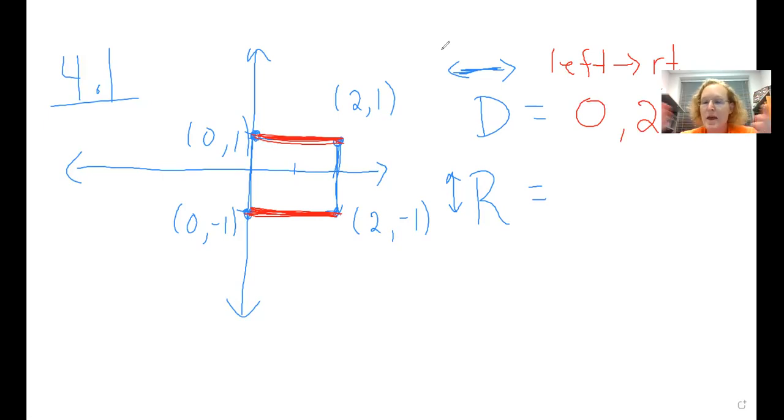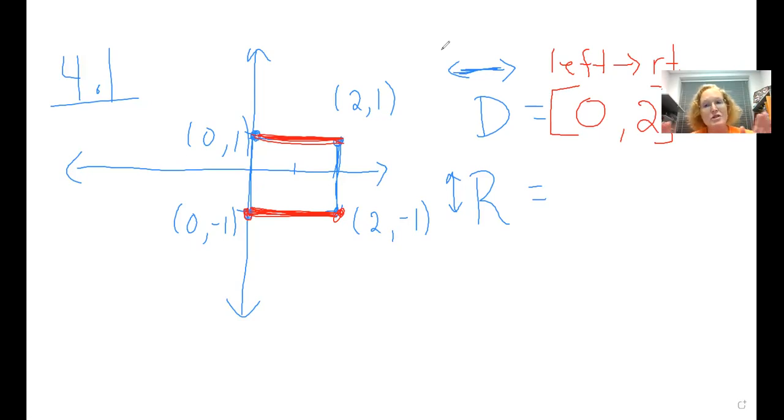So let me remind you, a bracket means that your graph that you're looking at actually touches it. And you can see my box touches 0, and my box also touches 2. So we're going to have brackets on both of those.